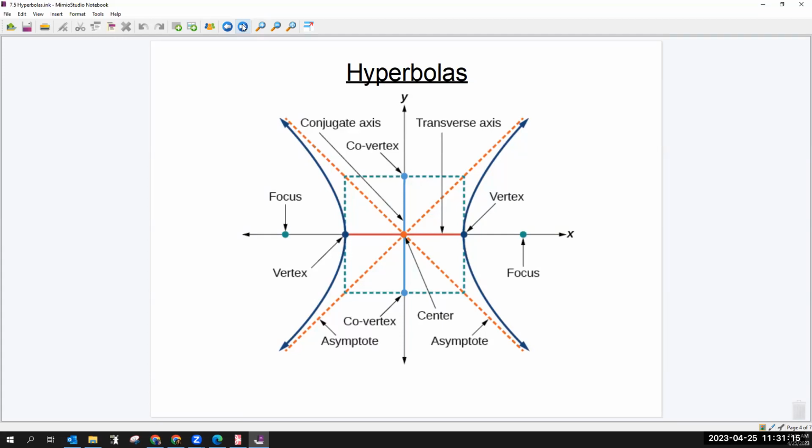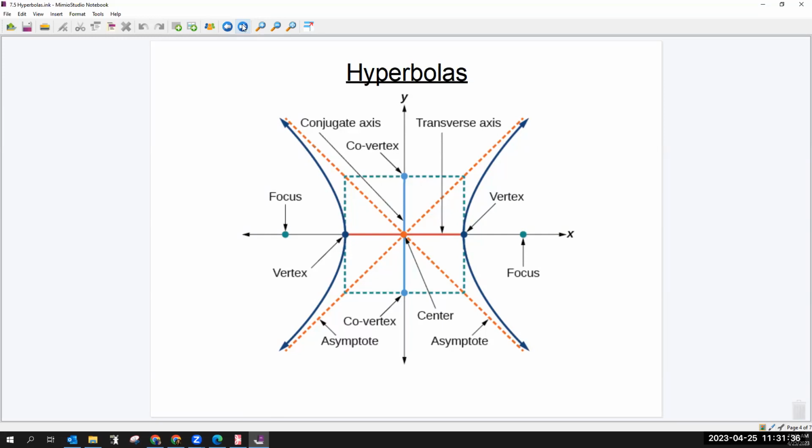Okay, so hyperbolas and ellipses have a lot of similarities. Okay. So notice they both have a vertex and a covertex. Okay, the covertex is not even touching the hyperbola. Okay, but it still has one. It makes that little box thing.